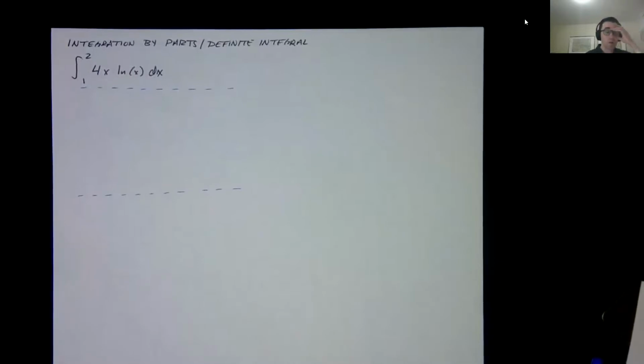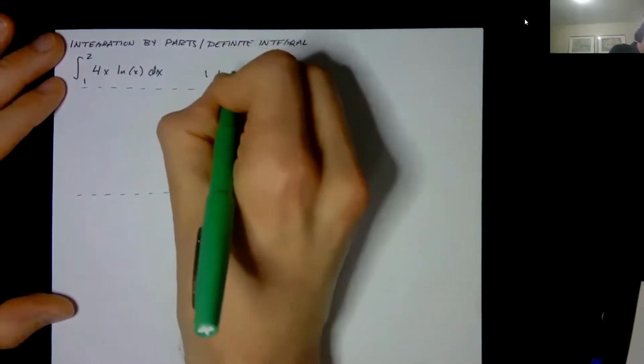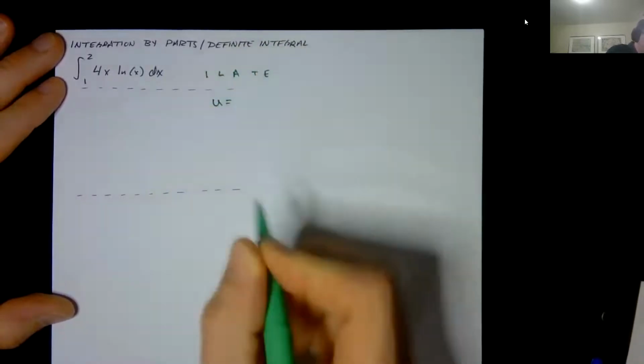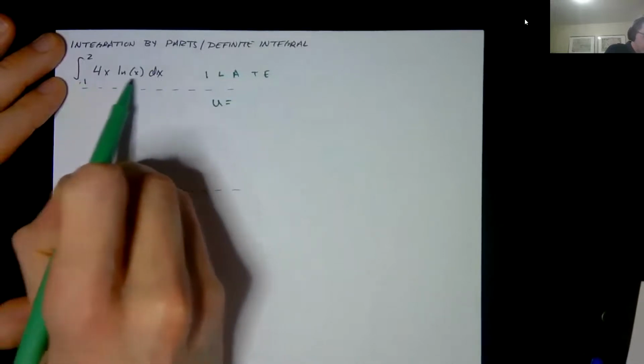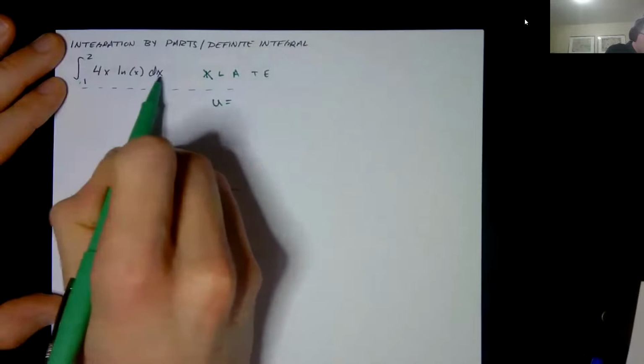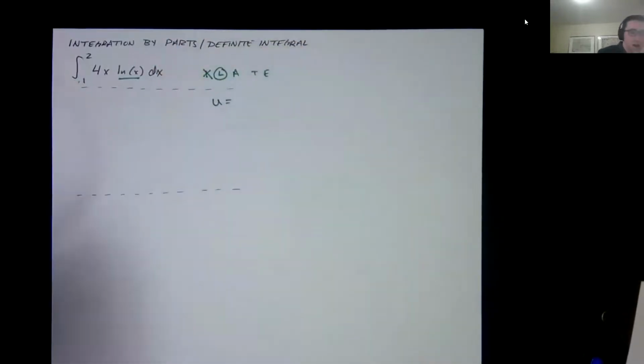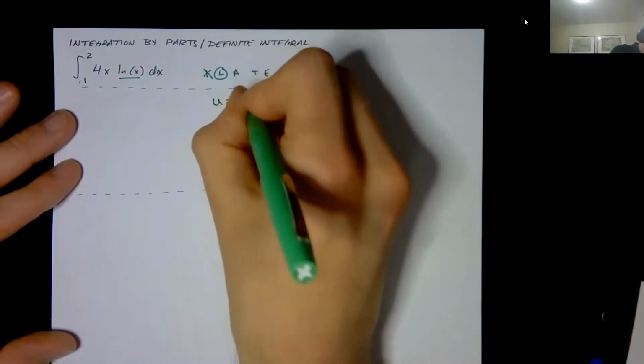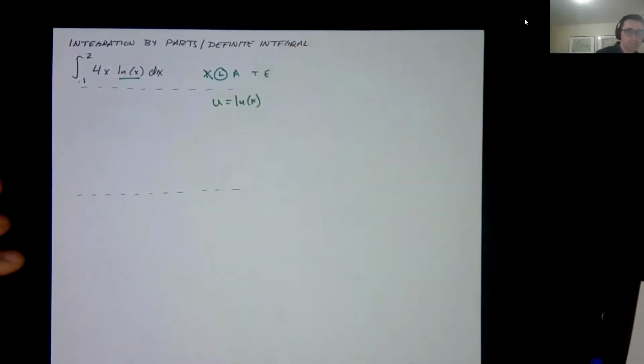So integration by parts, I'm thinking I-L-A-T-E. I'm going to pick what u is first. I-L-A-T-E. Scanning the integrand, is there any inverse trig? No, I don't see any. Scanning the integrand, do I see any logarithms? Oh, I do. So I'm going to choose L for my u. So I get ln of x just like that.